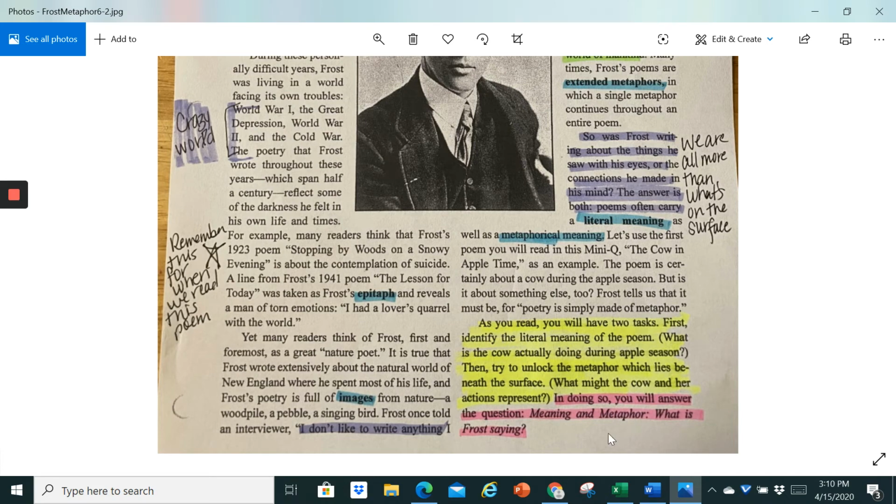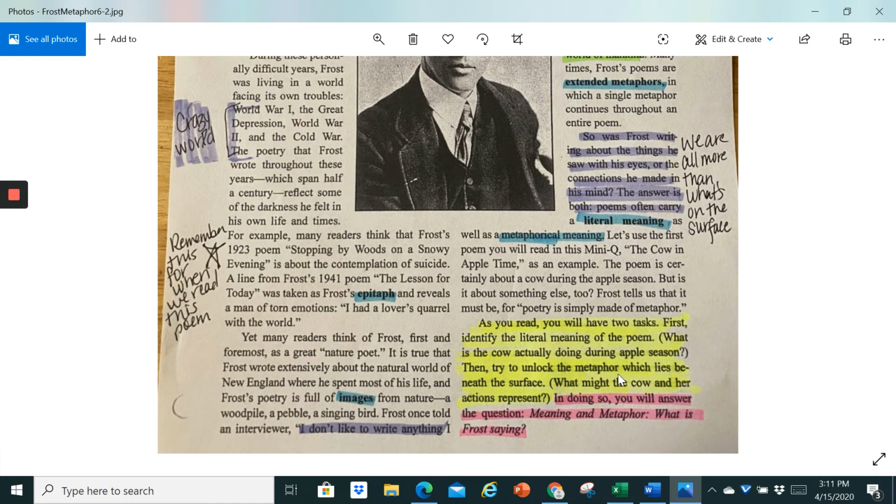And then the main question that we're answering in this whole DBQ is down here in pink. In doing so, you'll answer the question, meaning and metaphor, what is Frost saying? So that gives you a hint at the essay that you're going to have to write.